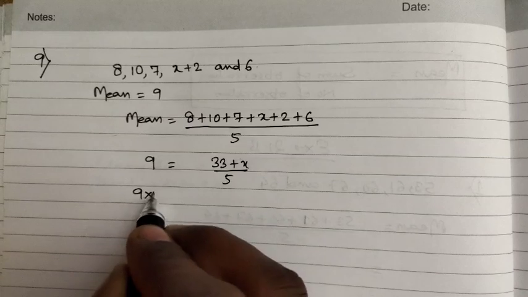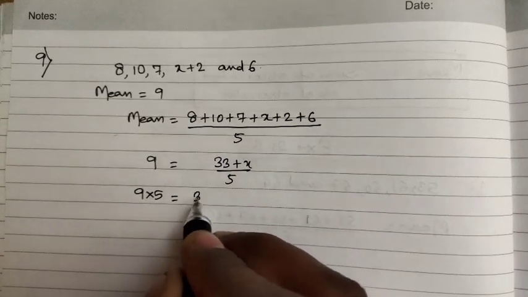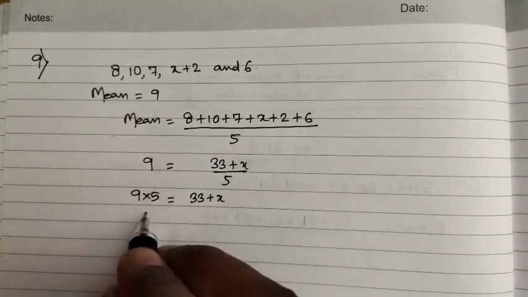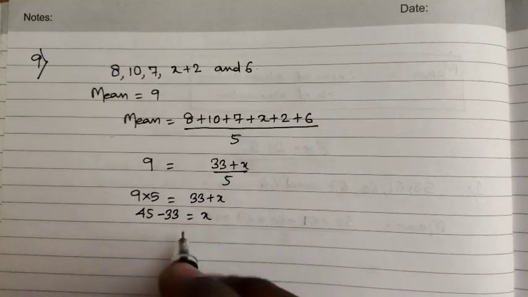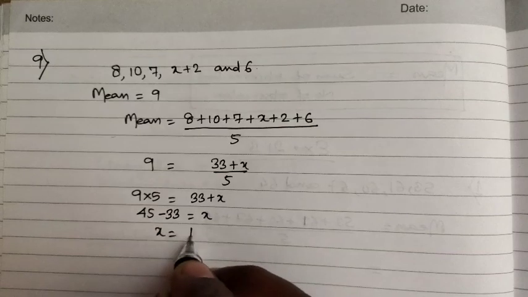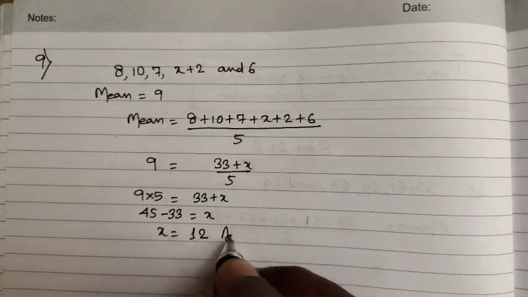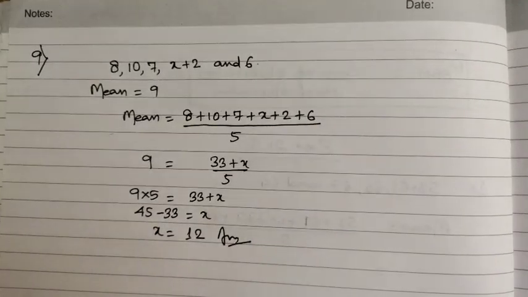This 5 will go to this side, in multiplication form. 33 plus x equals 9 times 5, which is 45. 45 minus 33 is equal to x. As we subtract, we get the value of x as 12. This will be our answer.